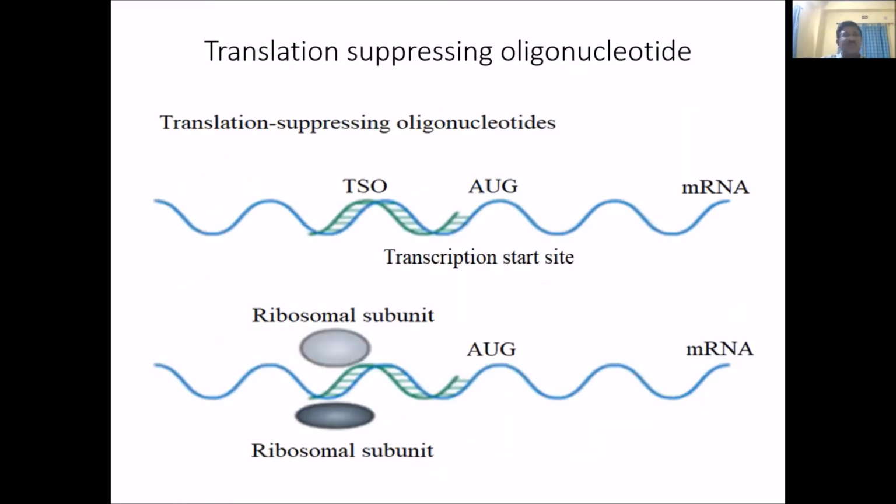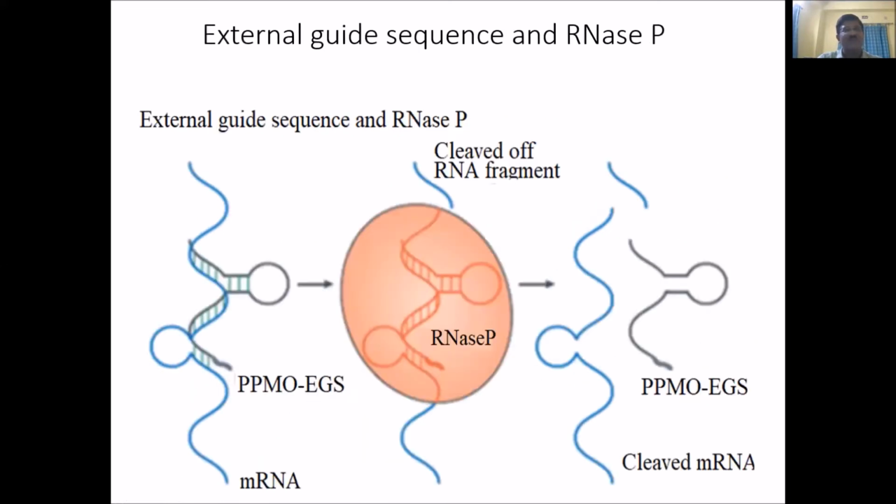The second one is a particular oligonucleotide that can suppress the translation, and so they are named as translation suppressing oligonucleotides. What they do? They just bind at the vicinity, close proximity of the start codon, that is AUG, on the mRNA, and block the ribosomal subunits to act on this start codon. And in this way, they block the protein synthesis or the translation mechanism.